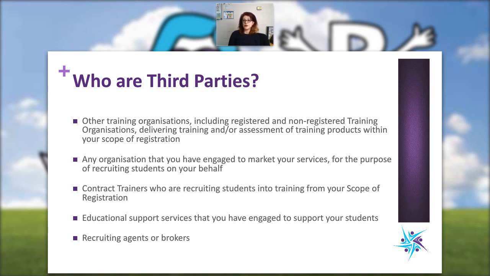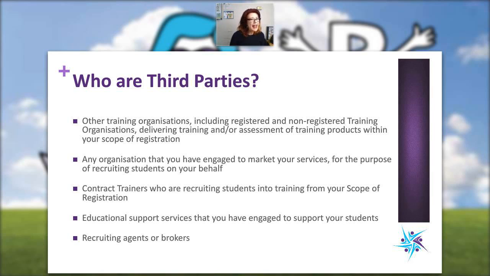So a third party could be another training organisation that is registered or not registered. So it could be someone who's delivering non-accredited training who wants to deliver training under your scope of registration, or it might be that someone's come along and they're not an RTO, they're only delivering a couple of courses, but they want to deliver under partnership or third party arrangement under your scope of registration.